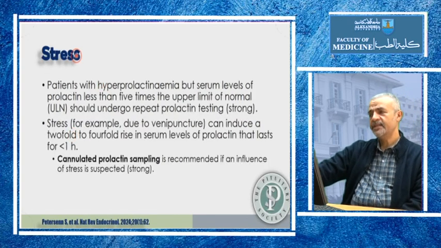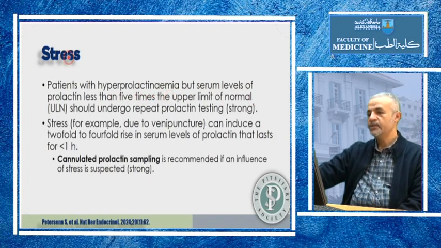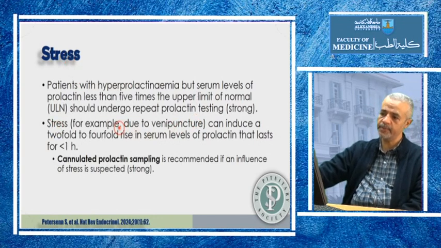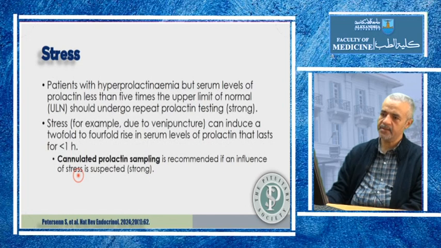You have to remember that stress may cause an elevation of prolactin level, and usually this would be less than 4 times the upper limit of normal. So as long as serum prolactin level is less than 5 times the upper limit of normal, you should suspect that this may be stress related. Stress may come actually from venipuncture. So if you suspect that this is stress related hyperprolactinemia, you have to go for this type of prolactin sampling. We call it cannulated prolactin sampling. It is recommended if an influence of stress is suspected.